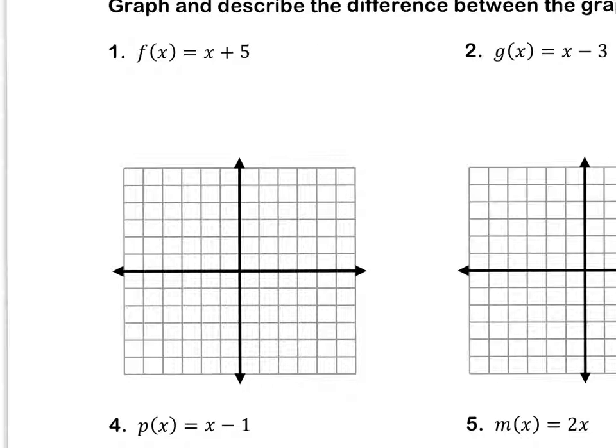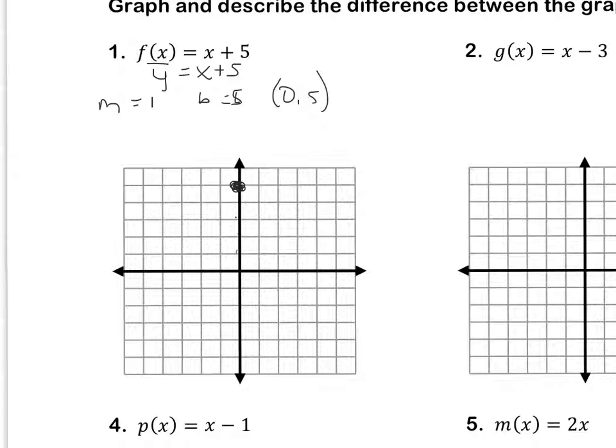Alright, so first we have this function. Write this function down: f of x equals x plus 5. That's a fancy way of just saying y equals x plus 5. Now the slope of this line is 1, and the y-intercept is 5, up 5. So that means we start at 0, 5 to start graphing the line. So we're going to go up to 5. I think it's there, 0, 5.